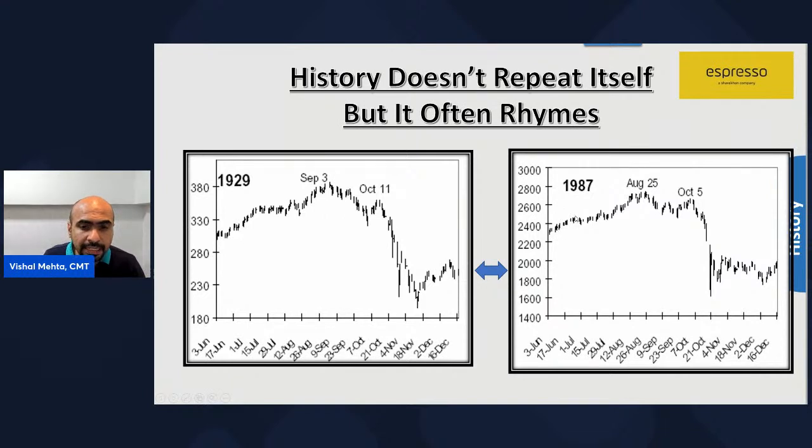Same thing happened in 1987. The market was making higher tops, higher bottoms, everything was looking fine. But if you look at this chart, as soon as it cracked a previous swing bottom, it had a major crash. So history does not repeat itself exactly. Maybe the reasons would be different, but the way human behavior works will be the same.